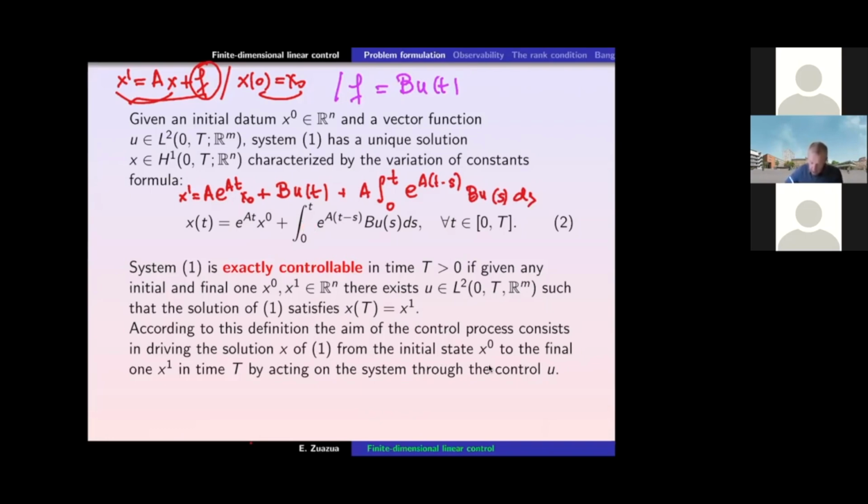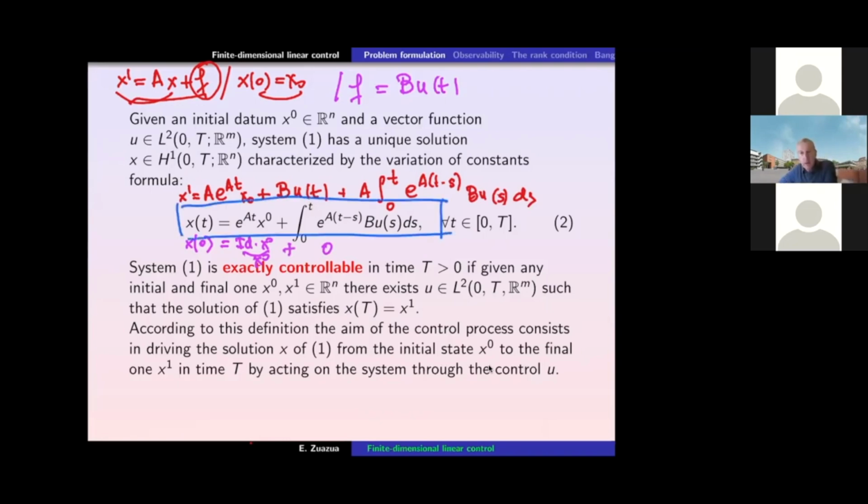Now, what about the initial datum? Well, the initial datum is very simple. If you ask me to compute x of 0, I know this is identity times x0, so it's x0 because exponential of 0 is identity, plus, and this gives me 0. Why? Because I am integrating from 0 to 0, so the initial datum is x0. So this is the solution of the system. We have it here.